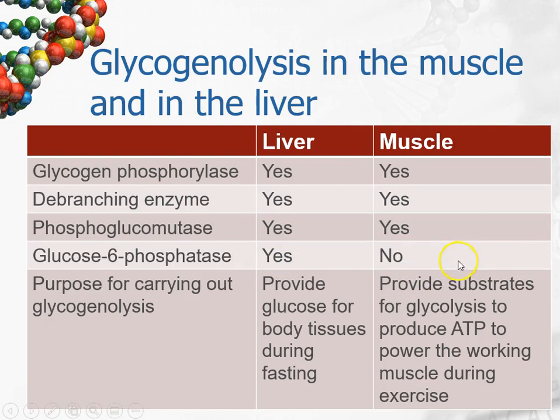The muscle doesn't express it. So with the glucose 6-phosphatase in the liver, the glucose 6-phosphate is converted to glucose, and that means the glucose can leave the liver, enter the blood, and other body tissues can take up that glucose. But the muscle hogs the glucose for itself. In fact, it doesn't get to glucose at all. It just gets to glucose 6-phosphate. And then glucose 6-phosphate just hops into glycolysis and is oxidized to provide ATP to power the working muscle. So no glucose 6-phosphatase in the muscle.